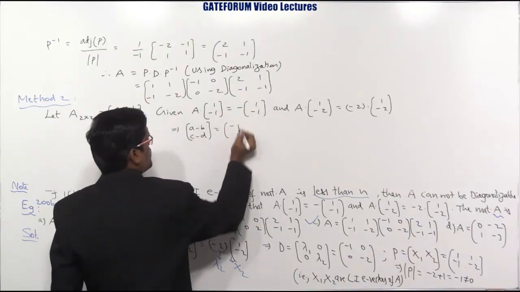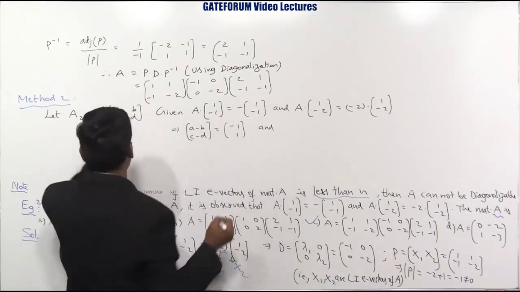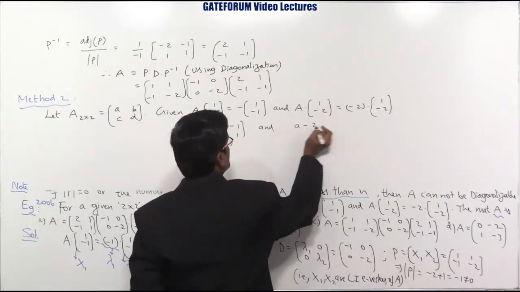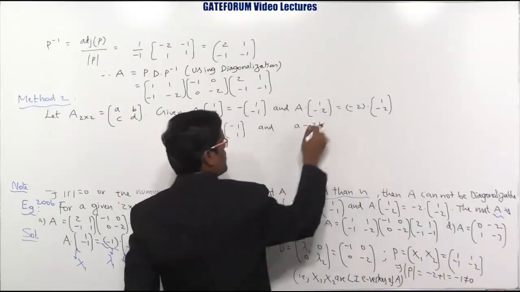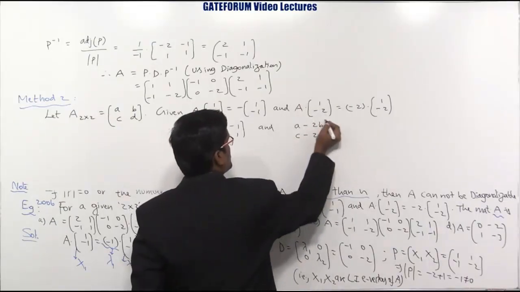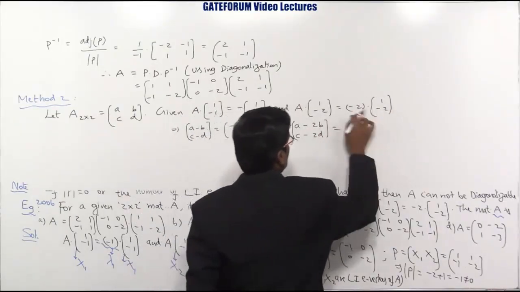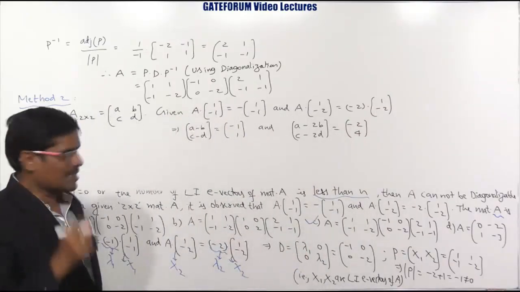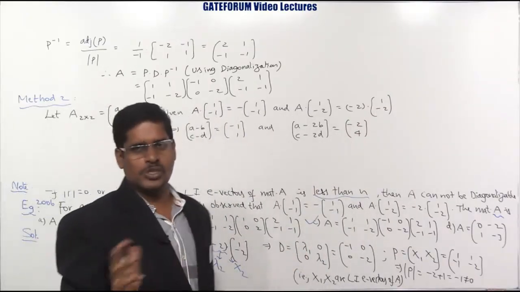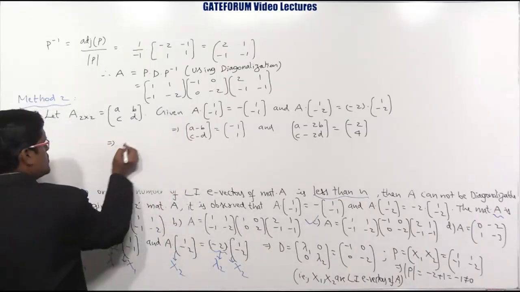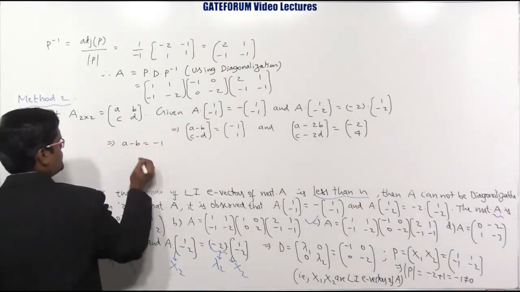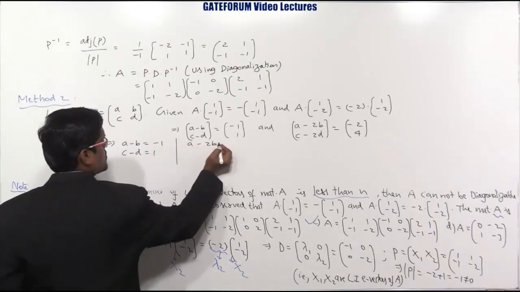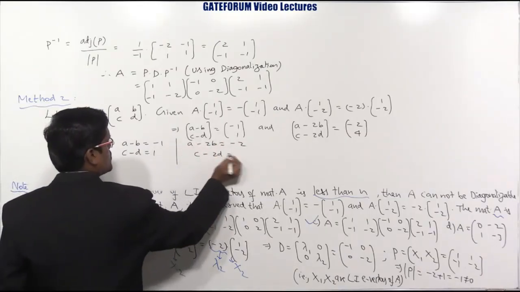So it simplifies to [-1, 1]. Similarly, substitute A here. First row multiplied by [1, -2] will give a minus 2b, second row c, d multiplied by [1, -2] gives c minus 2d, which is equal to every element here multiplied by minus 2: [-2, 4]. Both are column matrices, left and right side. When two matrices are equal, corresponding elements are to be equated. So this simplifies to a minus b is equal to minus 1, c minus d is equal to 1. On the other hand, a minus 2b is equal to minus 2, c minus 2d is equal to 4.